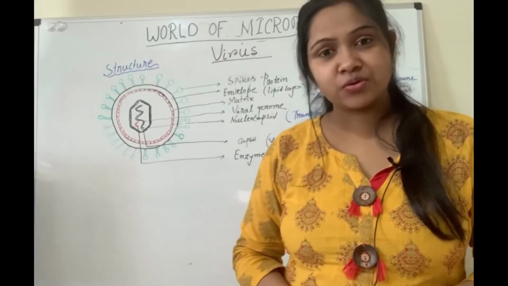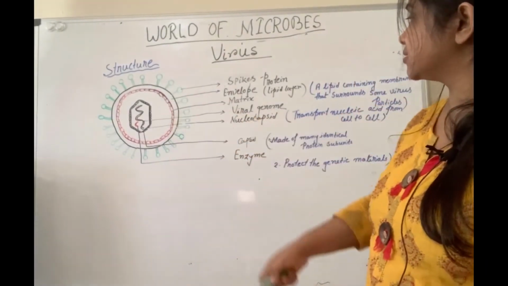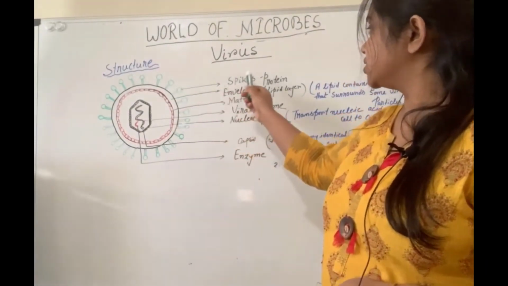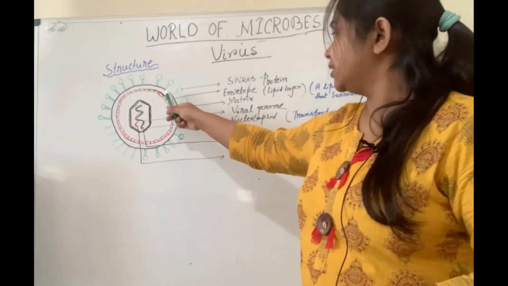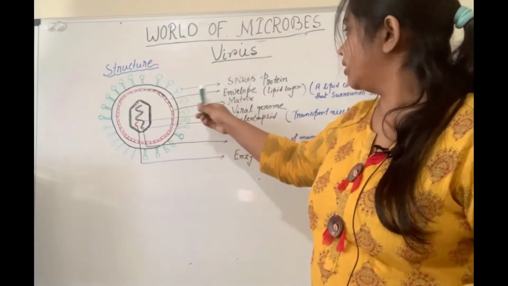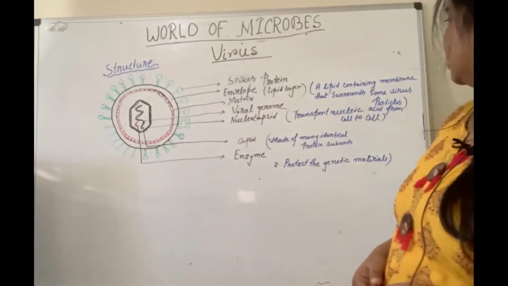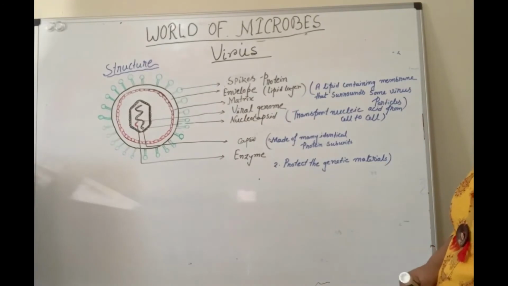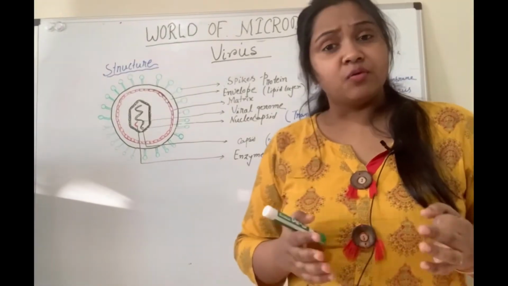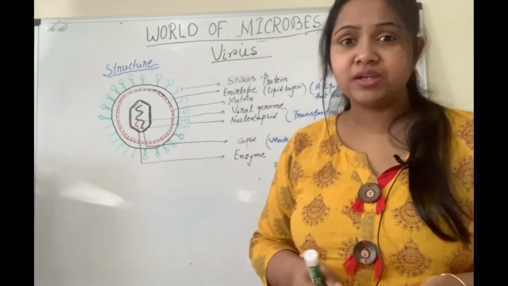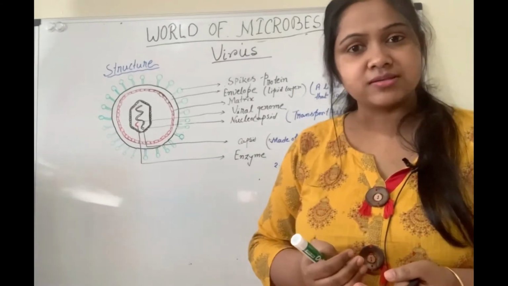Next, I am going to show you the structure of a virus. Here you can see the structure of a virus. This type of structure is called a spike. Spikes are normally made up of protein. Next, you can see this area is called the envelope. The envelope is a lipid layer. It is a membrane that surrounds some virus particles. So, viruses have nucleic acid which is surrounded by a protein coat. This is called the envelope.